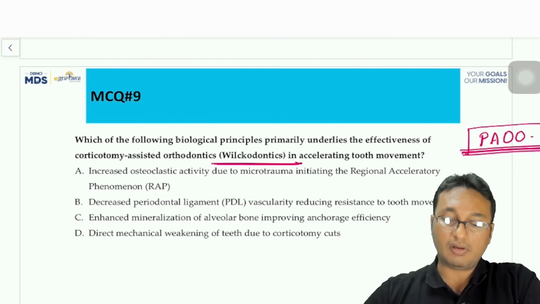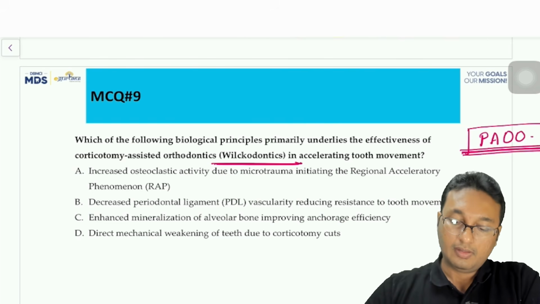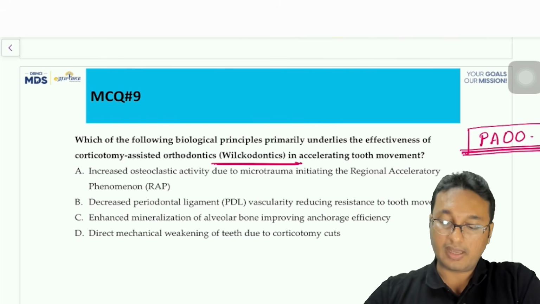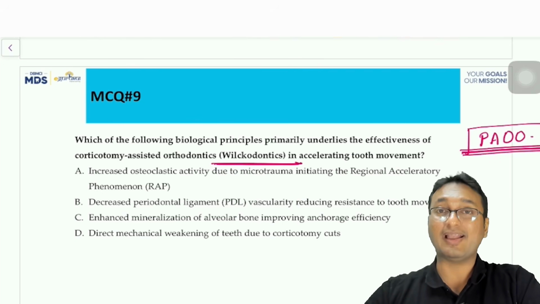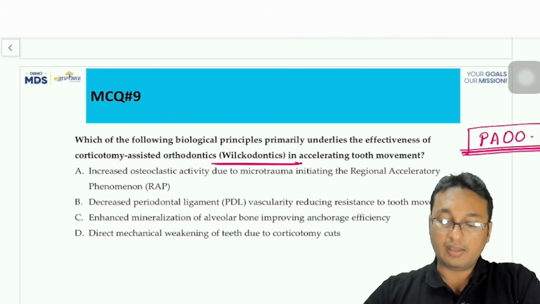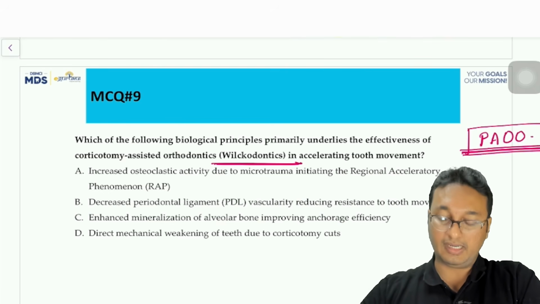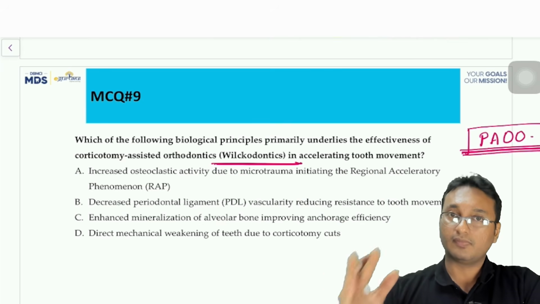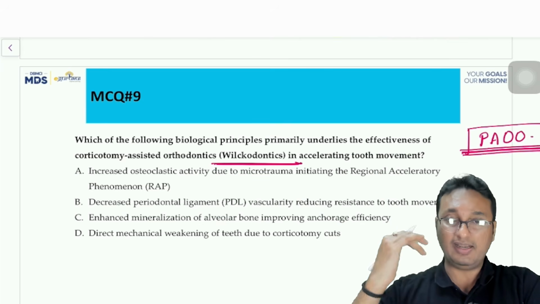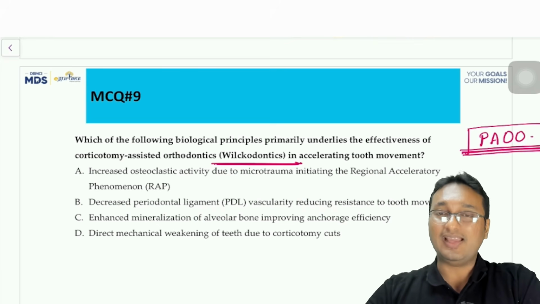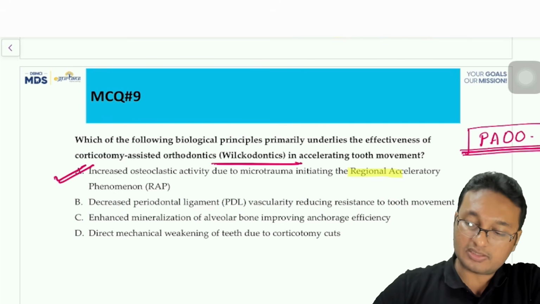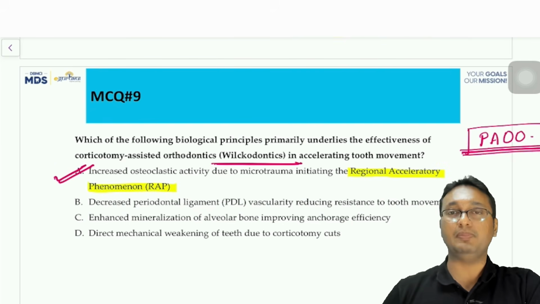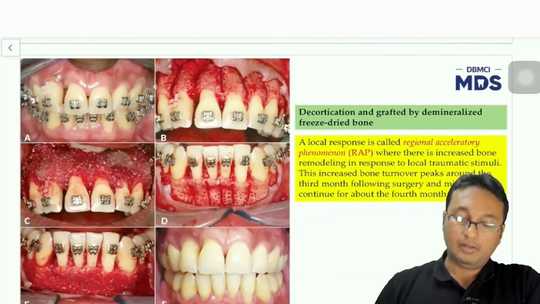First option, increased osteoclastic activity due to microtrauma initiating regional acceleratory phenomena. Decreased periodontal ligament vascularity and reducing resistance to tooth movement. Enhanced mineralization of alveolar bone, improving anchorage efficiency. And direct mechanical weakening of teeth due to corticotomy cuts. What is the answer? The biological principle behind accelerating any tooth movement is totally and entirely a phenomenon called regional acceleratory phenomena, RAP. That's called RAP. Now, what happens in this case?